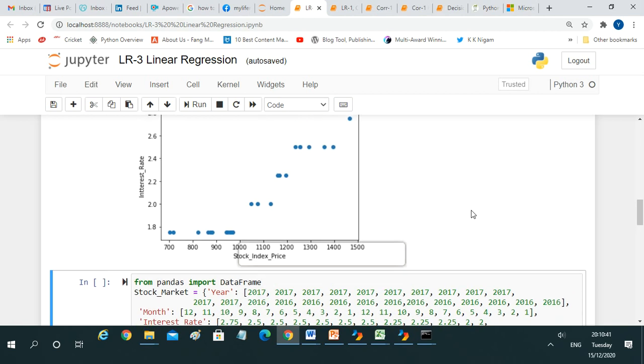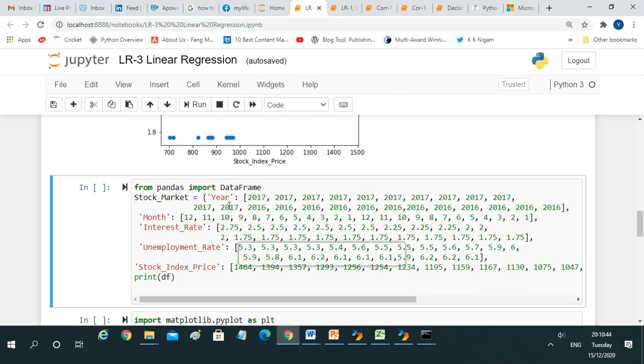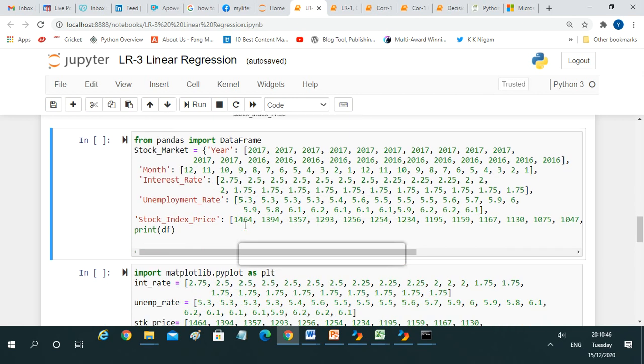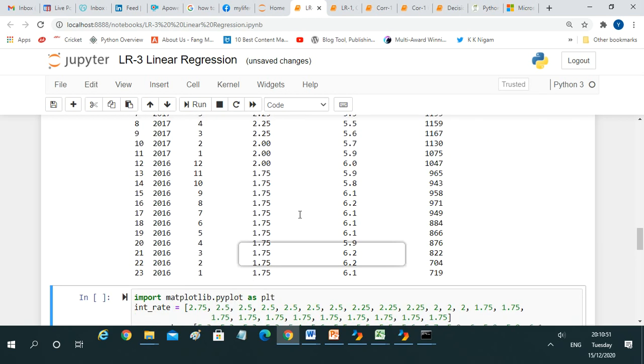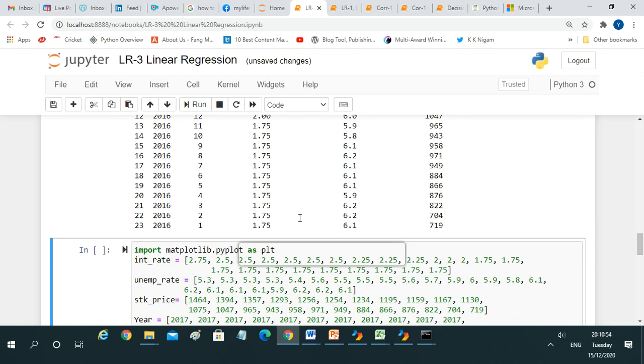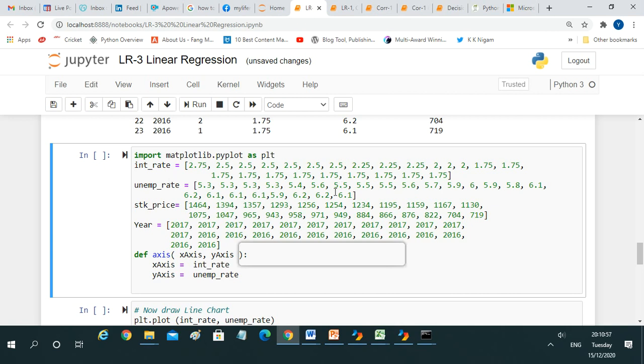Now the next is that from pandas we import data frame and stock, again the same data that we are considering, and again we can print it, same data, same records, everything is same. Now we are importing matplotlib again. Although we have already imported it and there is no need to import it again, it is better. Why take a chance? Otherwise you will have an error and then you will import it. Now here we are defining x-axis and y-axis, and on the x-axis we are having interest rate, on the y-axis the unemployment rate, and the other data is same.